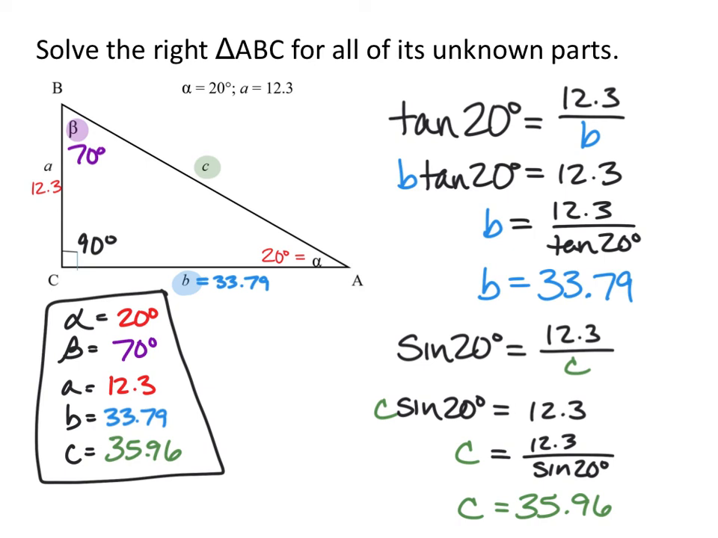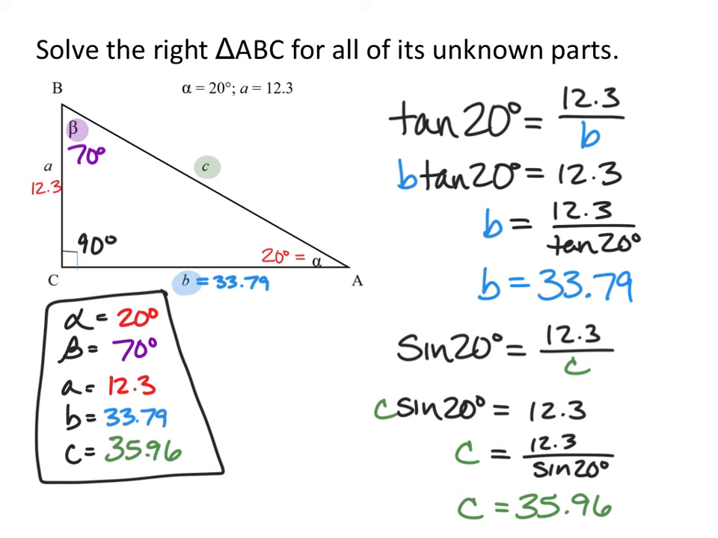We actually started this one by finding angle beta, because if this is 90 and this is 20, then this has to be 70, because all three angles in a triangle have to add up to 180. So we have that. We just need side length B and side length C. Now, there's like a million ways, not a million, that's dramatic. There's a bunch of ways that you could use the trigonometry of what you know to find these measurements.